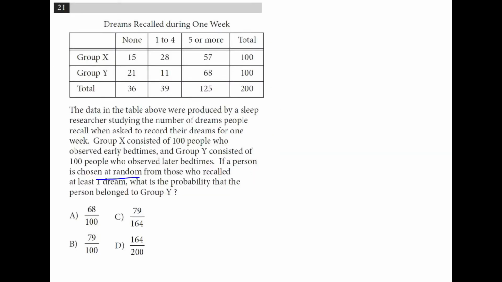If a person is chosen at random from those who recalled at least one dream, so that is 39 plus 125, or 164 total, what is the probability they belong to group Y? So group Y was 79.